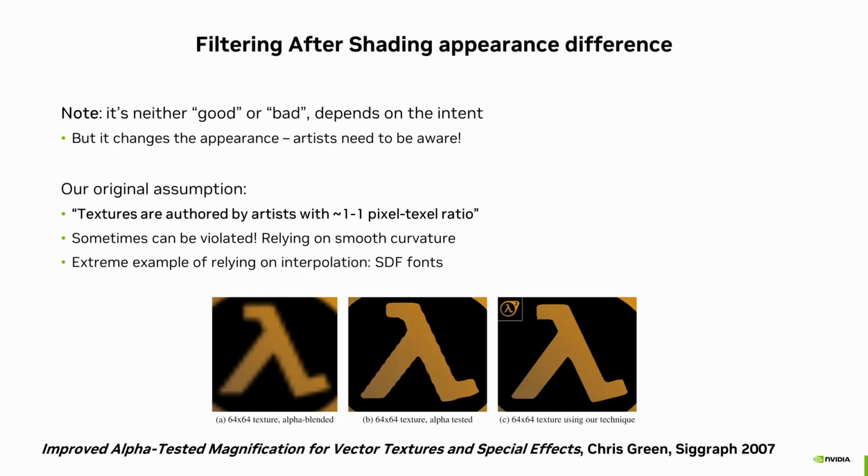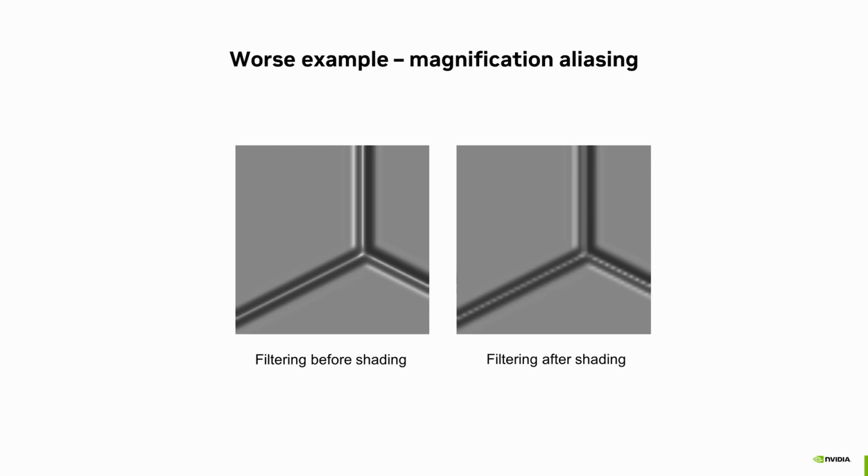One extreme example of relying on interpolation is signed distance field fonts, where one can reduce the resolution of binary alpha masks for fonts and other cutouts by storing them as a low-resolution distance field, upsampling, and only then applying nonlinearity. This kind of optimization and approach would not work with filtering after shading. There is an even worse example and limitation of our technique. It can cause aliasing. Here is one example of specular material where filtering before and after shading looks significantly different.